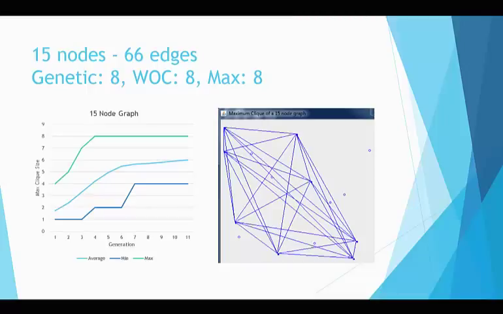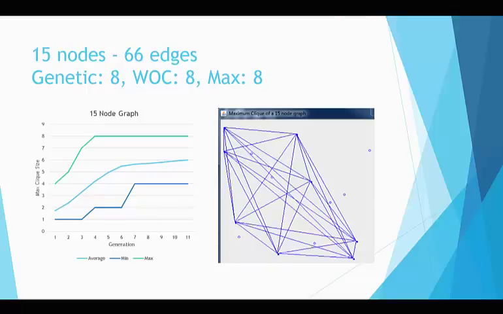So I used many different data sets for the experiments. I think I used about 7 data sets in all. Each one has a number of nodes with a number of edges. The first data set I used was a 15-node, 66-edge graph. Again, the best found by the genetic algorithm was 8, the wisdom of the crowd algorithm was 8, and the known maximum is 8. So again, the goal of my experiments was to see the performance of the genetic algorithm and the wisdom of the crowd's algorithm on different size graphs.